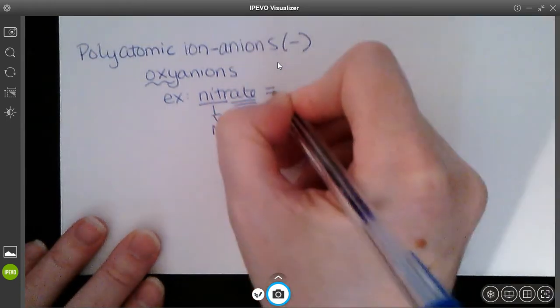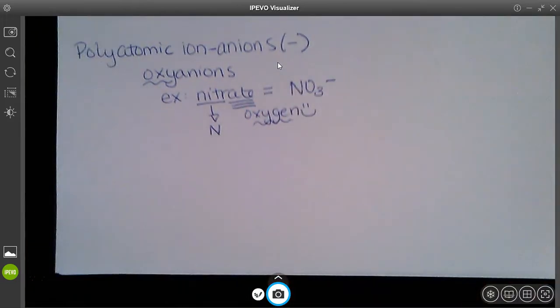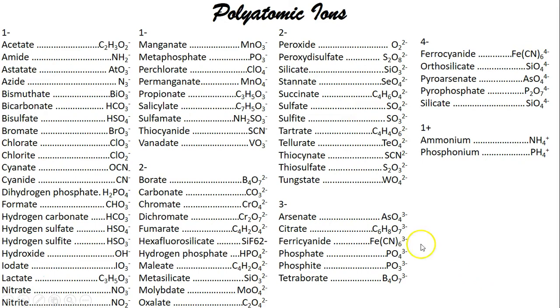Nitrate has a formula of NO3-. So let me show you where you would find that on the list I gave you. If we look here, so it's NO3-, so I go to the 1-, and then I go down to N, so that's right here, and nitrate, NO3-. Notice we also have nitrite, NO2-. So this is another oxyanion, so you have to be careful about your endings, ATE versus ITE.